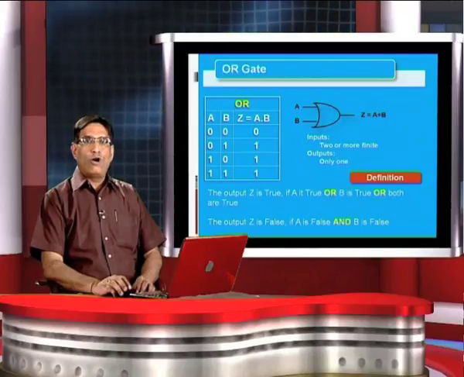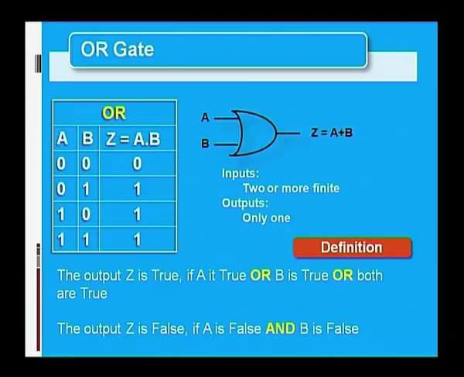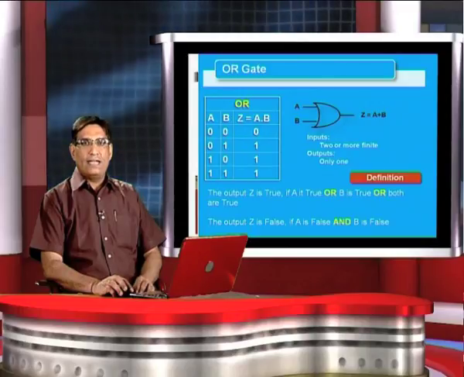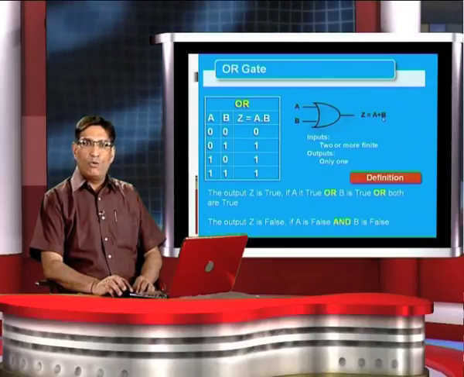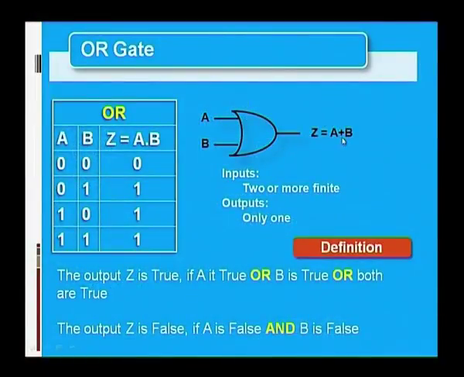Let us move to OR gate. This is the logical symbol of OR gate, where in this symbol we have 2 inputs shown, but there can be more than 2 inputs. That means an OR gate can also have 2 or more finite inputs but only one output, where the output is nothing but an OR operation applied over all the inputs.